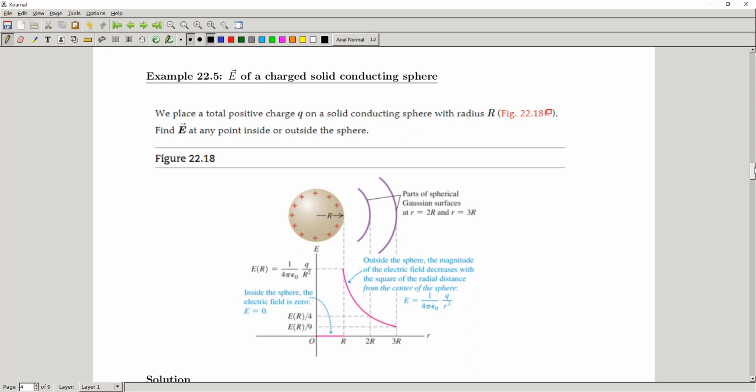Okay, and so this is our sphere. I'm not going to worry about this plot right away. We're going to come back. This plot really just plots our result, and we're going to see how that works out. So we're going to come back to that in a second. But for now, we look at our sphere.